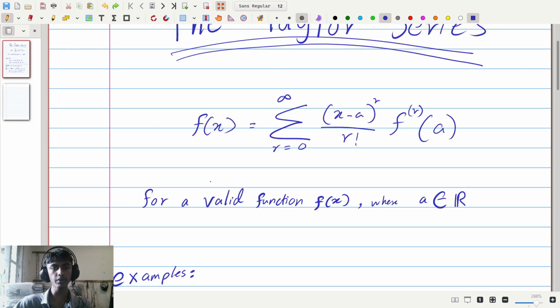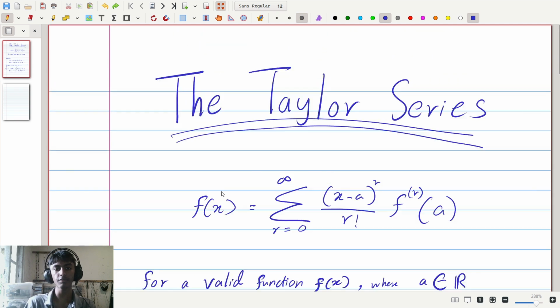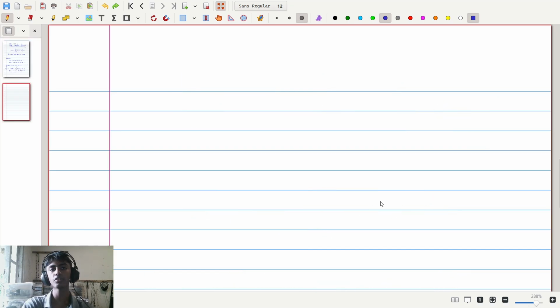f(x) will be equal to the sum as r goes from 0 up to infinity of (x minus a) to the power of r divided by r factorial times the rth derivative of f evaluated at a. So then, let's go and try to prove that this Taylor series is in fact this expression here, and that we can equate the left hand side and right hand side. So let's go. Before starting the proof, we first need to establish two lemmas and prove them and continue.